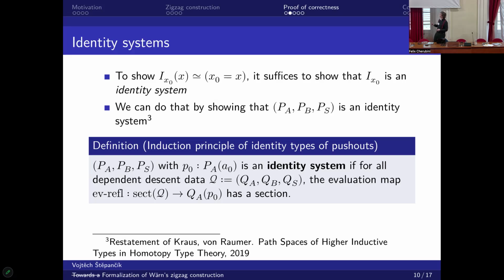We say that descent data, when it's pointed, is an identity system if for all dependent descent data over it, the evaluation map, which takes a section of the dependent descent data and evaluates it on the base point, has a section. It's not really necessary that we understand all of that. What we really need is to take a base point in this type family over the descent data and then give back a descent data equivalent of a dependent function. Okay, so that can't be that hard, right?